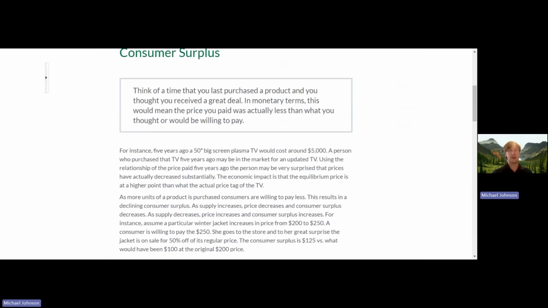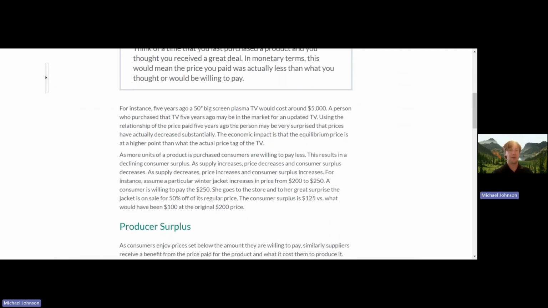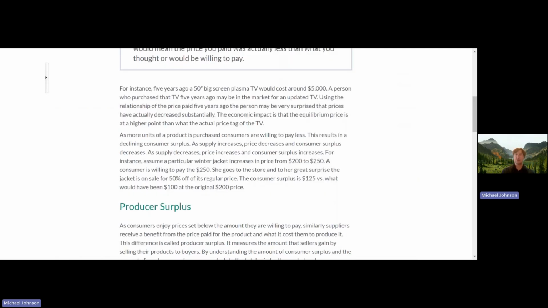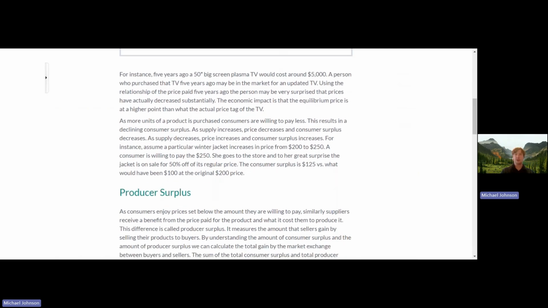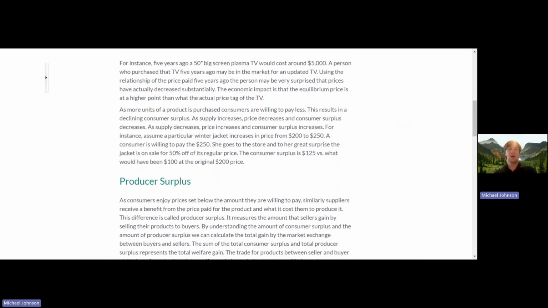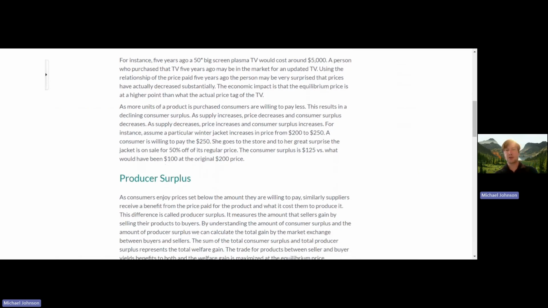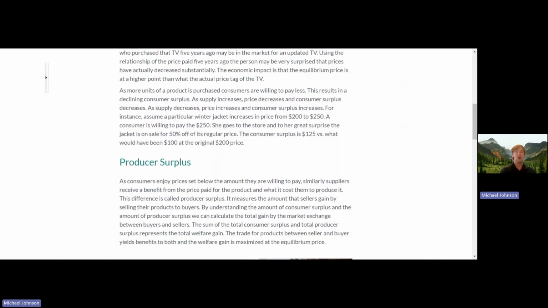Think of a time you last purchased a product and you thought you received a great deal. In monetary terms, this would mean the price you paid was actually less than what you would be willing to pay. For instance, 5 years ago, a 50-inch big screen plasma TV would cost around $5,000. A person who purchased that TV 5 years ago may be in the market for an updated TV. Using the relationship of the price paid 5 years ago, the person may be very surprised the prices have actually decreased substantially. The economic impact is that the equilibrium price is at a higher point than what the actual price tag of the TV is.